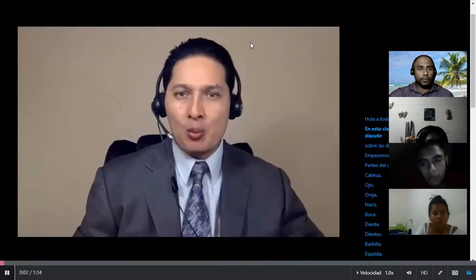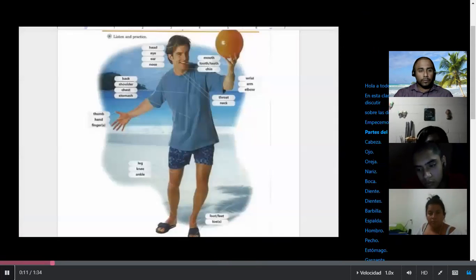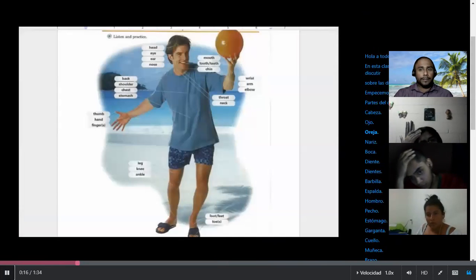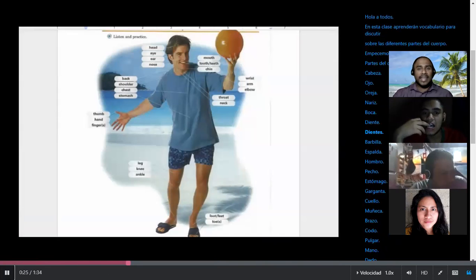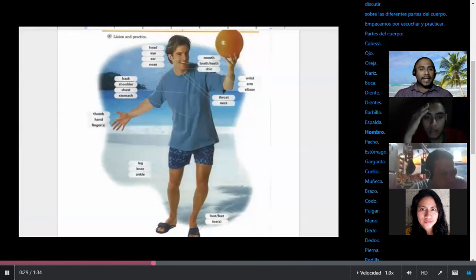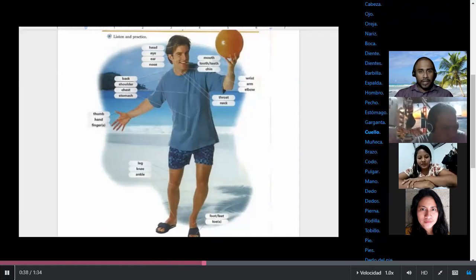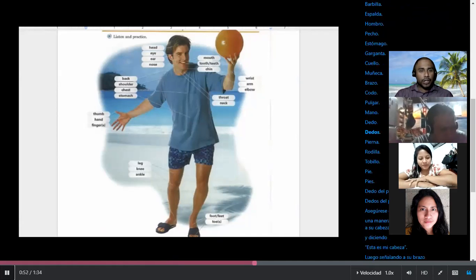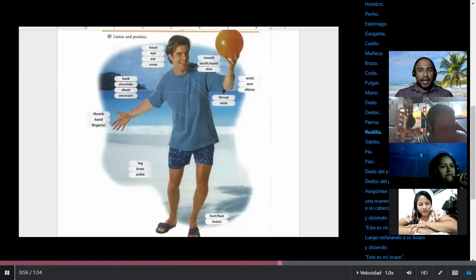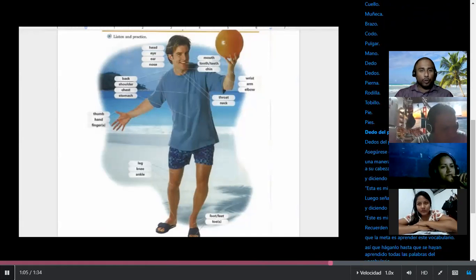Hi, everyone. In this class, you'll learn vocabulary for discussing different parts of the body. Let's get started by listening and practicing. Parts of the body. Head. Head. Eye. Head. Eye. Ear. Eye. Ear. Nose. Ear. Nose. Mouth. Tooth. Mouth. Tooth. Teeth. Tooth. Teeth. Chin. Teeth. Chin. Back. Chin. Back. Shoulder. Shoulders. Chest. Shoulders. Chest. Stomach. Chest. Stomach. Throat. Throat. Neck. Neck. Wrist. Neck. Wrist. Arm. Wrist. Arm. Elbow. Elbow. Thumb. Hand. Finger. Finger. Finger. Fingers. Leg. Leg. Leg. Knee. Knee. Ankle. Ankle. Foot. Toe. Toe. Toe.